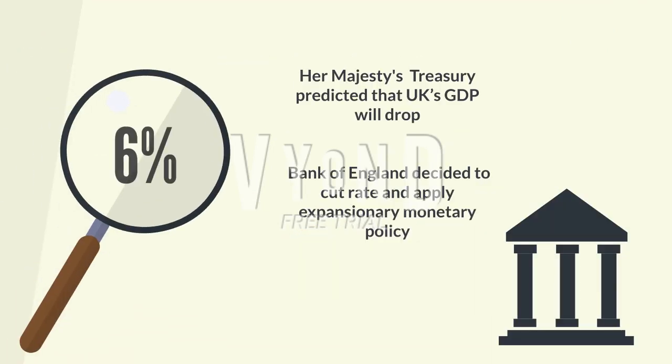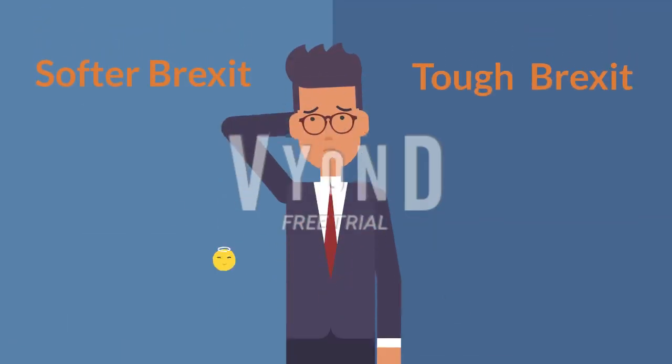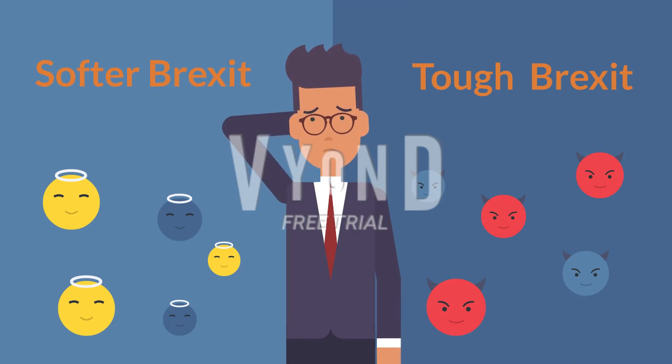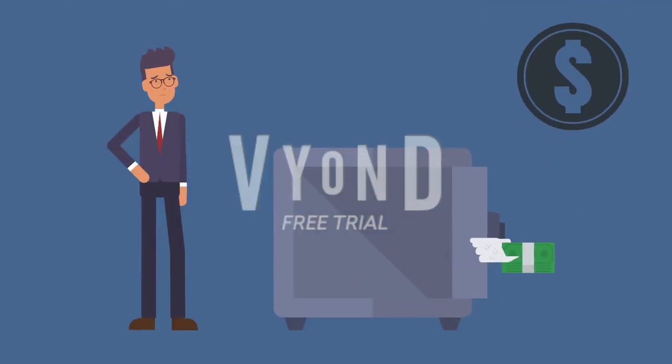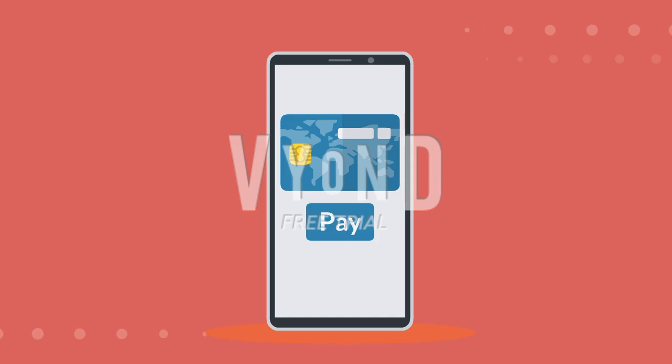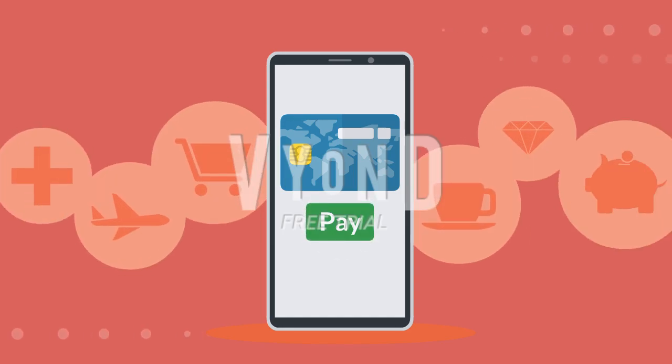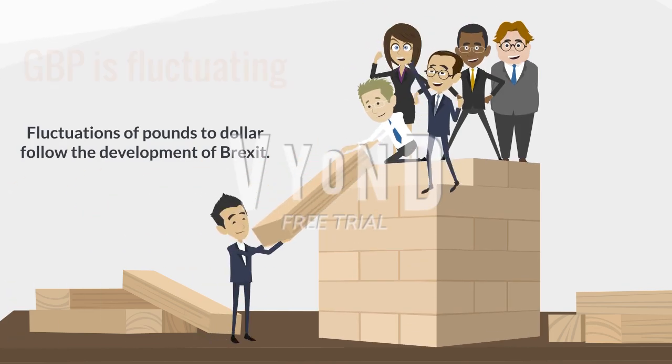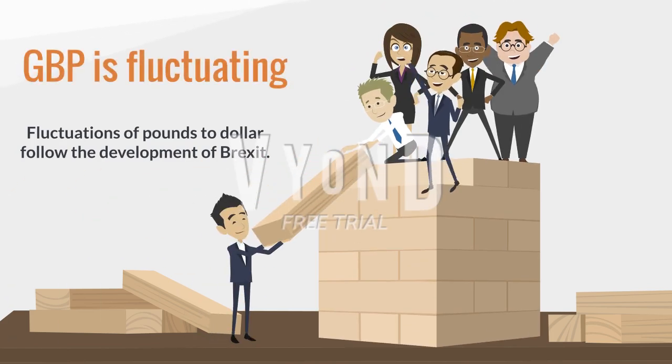Her Majesty's Treasury predicted that the UK's GDP will drop by at least 6% due to Brexit. The Bank of England's responses caused further expansionary monetary policy and rate cuts. Those negative factors depreciated the value of the pound against other currencies. While a softer Brexit will drive up the value of the pound, experts suggest that a softer Brexit can grow the economy by enhancing market confidence. That is why the pound to dollar rate has an upward tendency when a softer Brexit was released.